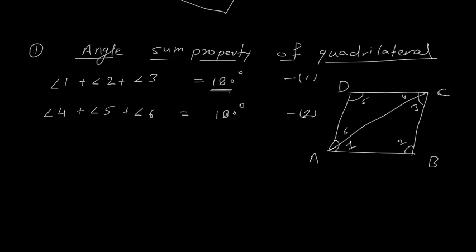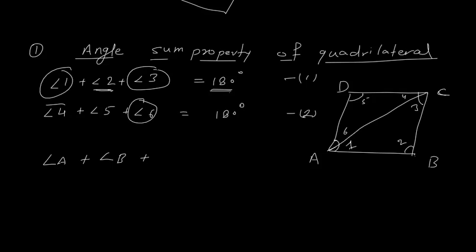If I add them, angle 1 plus angle 6, I can write as angle A, plus angle 2, I will write as angle B, plus angle 3 and angle 4. So this angle and this angle will club together, 3 and 4, and it will be angle C, and finally this angle 5 is your angle D. And here 180 degrees plus 180 degrees is 360 degrees. So the sum of all four angles of a quadrilateral is 360 degrees.